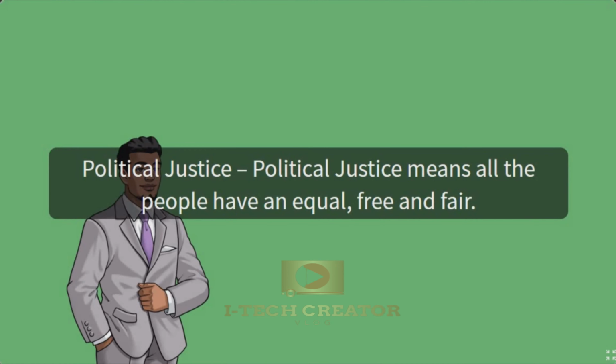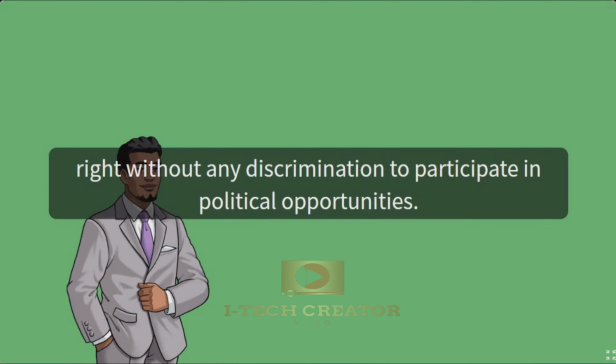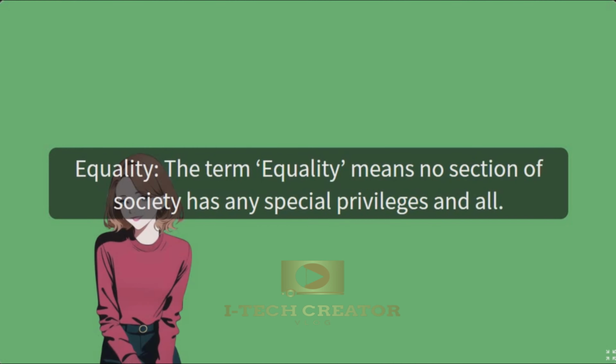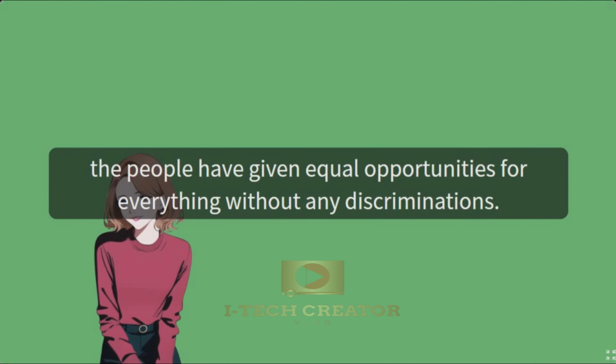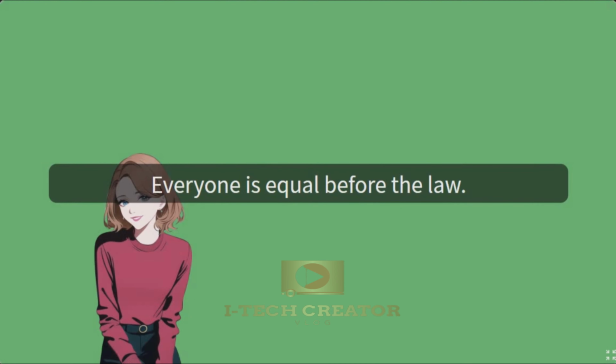Political justice. Political justice means all the people have an equal, free and fair right without any discrimination to participate in political opportunities. Equality. The term equality means no section of society has any special privileges and all the people are given equal opportunities for everything without any discrimination. Everyone is equal before the law.